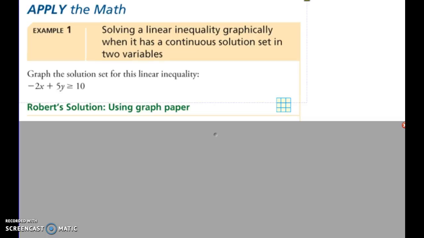Okay, looking at our first example here, it's on page 295. Graph the solution set for this linear inequality. So we have this linear inequality, and we want to be able to graph this. One of the easiest ways to graph a line is to find its intercepts. In order to find your x-intercept, you let your y equal 0.